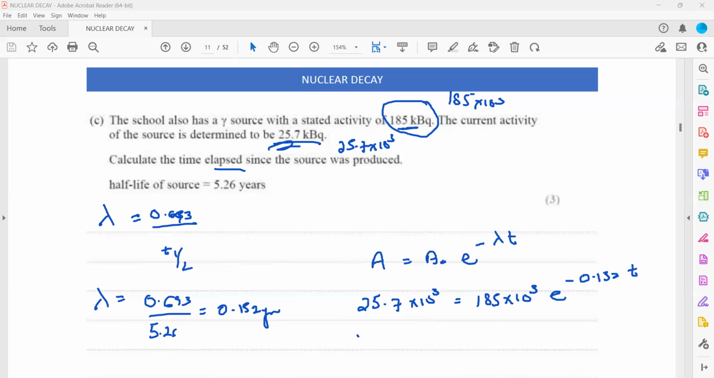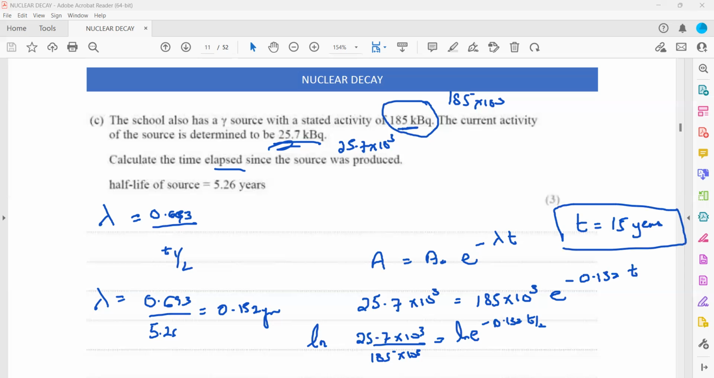So this is multiplied, it will go to the other side in division. It will be 25.7 times 10 power 3 divided by 185 times 10 power 3 equals e raised to minus 0.132 T. After getting this, we'll take ln on both sides to cancel out the exponential and simplify. So it will give us the total time of about 15 years. So the activity changes from 185 to 25.7.